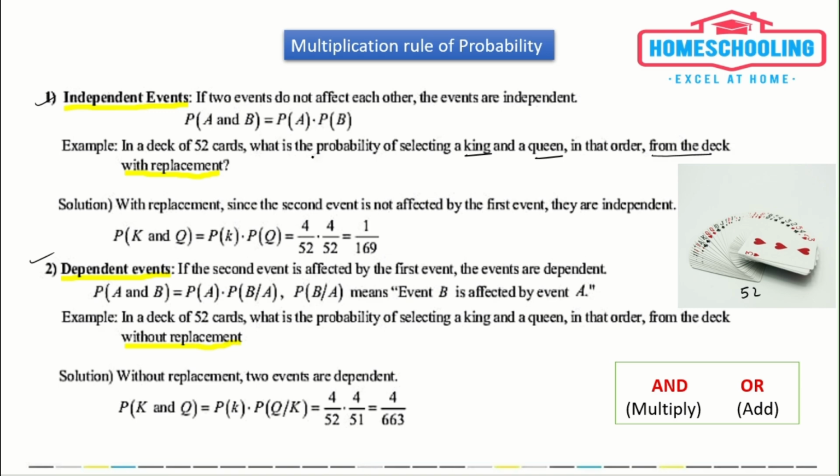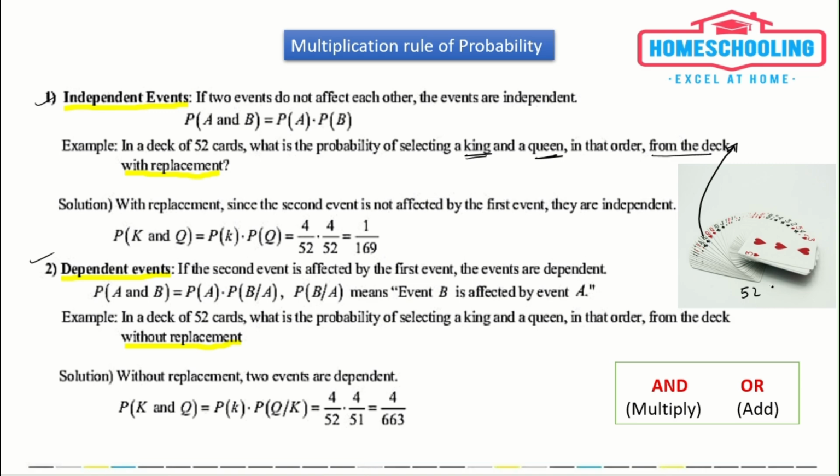In the question, it says that first we have to find the probability of selecting a king and a queen. Then after that, we have to find the probability of a queen in that order from the deck with replacement. So what he's trying to say is, this is a king here. First, we will find the probability of getting a king. We'll take one card out.